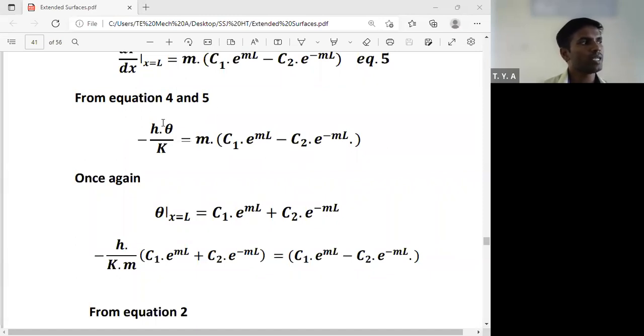So therefore, we have written the theta at x is equal to L. This is the equation. So we have to put this value into this equation.